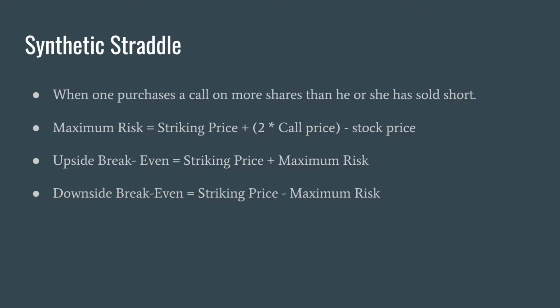To determine one's maximum risk, you would take the striking price plus the product of 2 times the call price minus the stock price. Once you have calculated the maximum risk, both the upside break-even and downside break-even values can be computed. For the upside, take the striking price and add the maximum risk. For the downside, take the striking price and subtract the maximum risk. Using these formulas, we will go over an example of a synthetic straddle in the next slide.